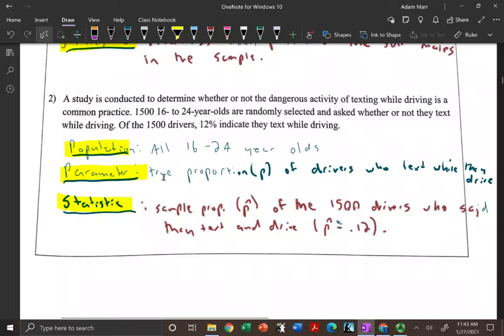So that's going to be the true proportion, which is P, of drivers who text while they drive. The statistic is based on the sample. Sample is 1,500 drivers, so that's the sample proportion, that's P hat, of the 1,500 drivers who said that they text and drive. In this case, P hat happens to equal 0.12. Okay? So there we go.